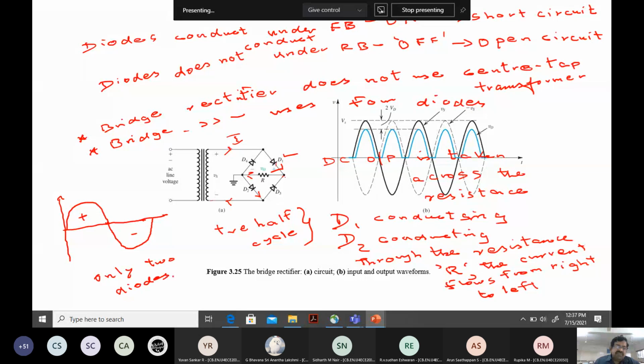Now, it is not difficult for us to understand that D3 and D4 will conduct during the negative half cycle, as we will see shortly. So only two diodes conduct in one half of the cycle. One cycle is from here to here. That is my time period. That is called one cycle. It consists of two equal halves, positive and negative.